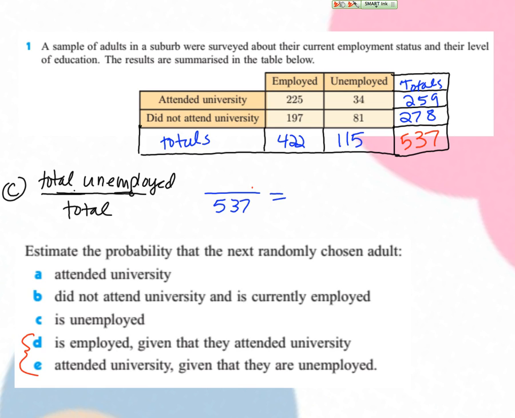So now I have to look at my unemployed column. The total number of people that are unemployed are 115. When I divide that out, I get 0.214. The next two are where it gets tricky. Are there absolutely any questions so far?